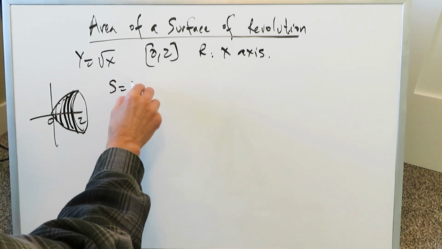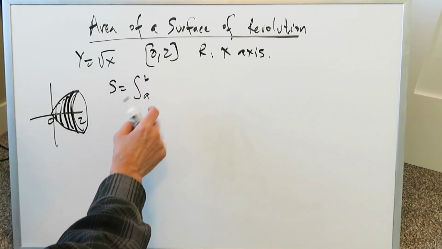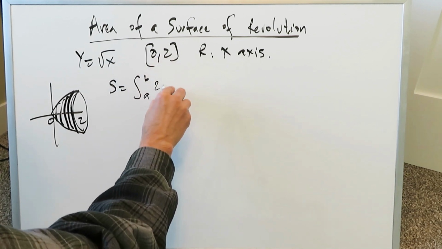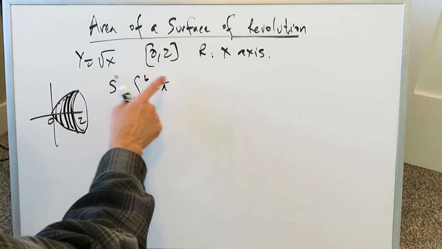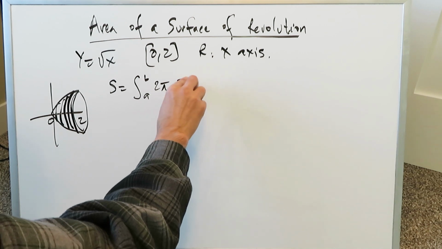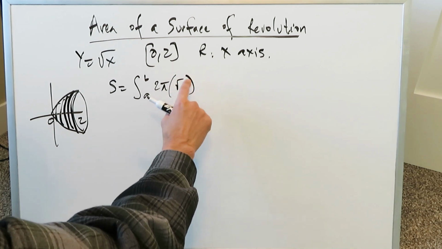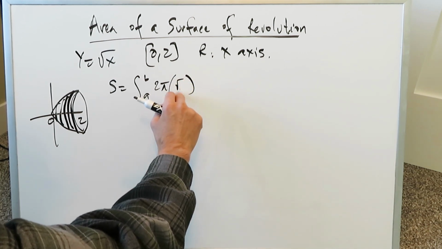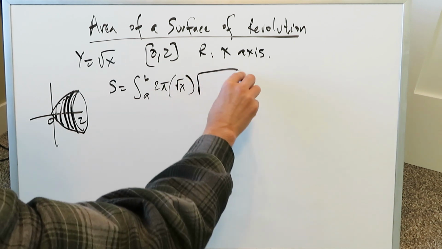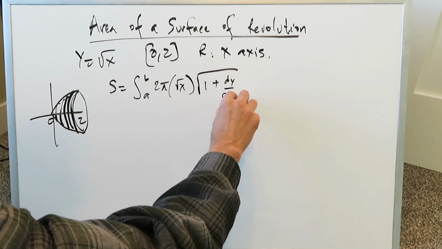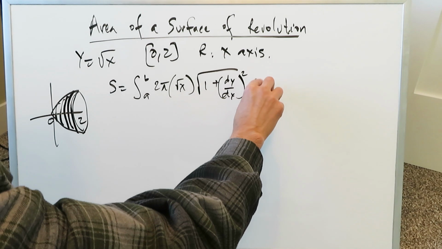Remember the formula here. We have from a to b. A to b will be 0 to 2. We have a 2 pi. The equation must be here with a y, but the y here is a root x, so we can bring that root x. And then you know you have the arc length part coming over here. You have a 1 plus dy over dx whole square with respect to dx.